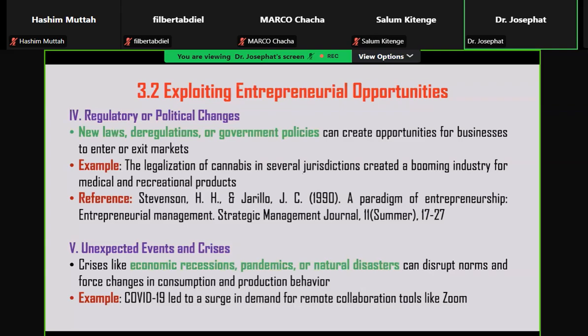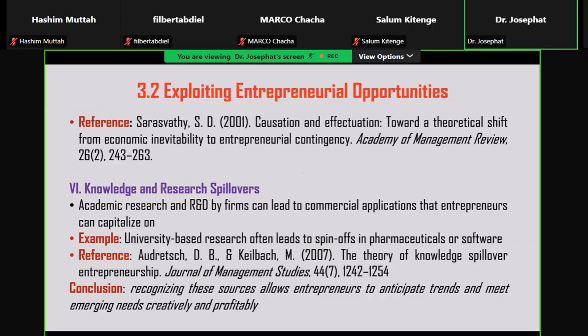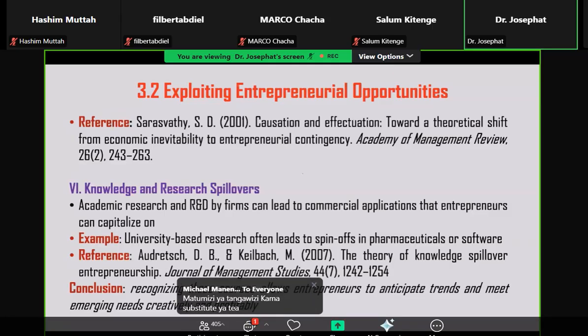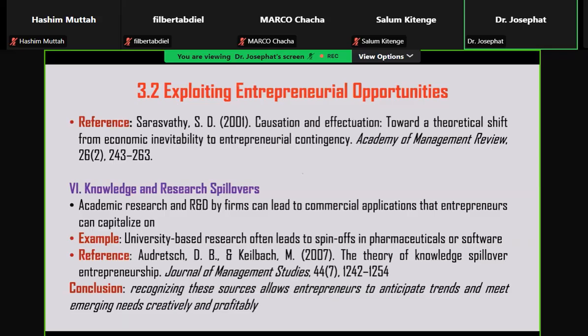So the sixth one is knowledge and research spillover. Academic research and the research and development by firms can lead to commercial applications that entrepreneurs can capitalize on. Example, university-based research often leads to spin-off companies or pharmaceutical or softwares. Na tunaweza kuangalia kwamba tuna hizi knowledge and research spillovers kupitia taasisi mbalimbali za elimu, vyuo vikuu na vyuo vingine ambavyo wanafanya tafiti mbalimbali, wana vitengo vya research and development ambao kupitia hivyo vitengo they are just pulling money and the students coming with innovative ideas and those students coming with those ideas ambazo zinaweza kutatua changamoto mbalimbali kwenye jamii.